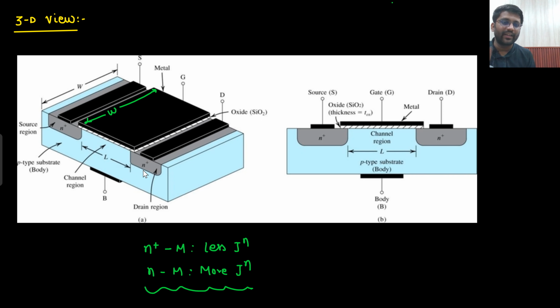In the interview they can ask why it is N plus, why not N? You will be able to tell them, sir, eventually a metallic contact would be there. To reduce the metal semiconductor junction, we have done more doping here, and lesser doping would create more junction. To avoid the needless junctions, we are doing the doping here. Well and good. Okay, fine.